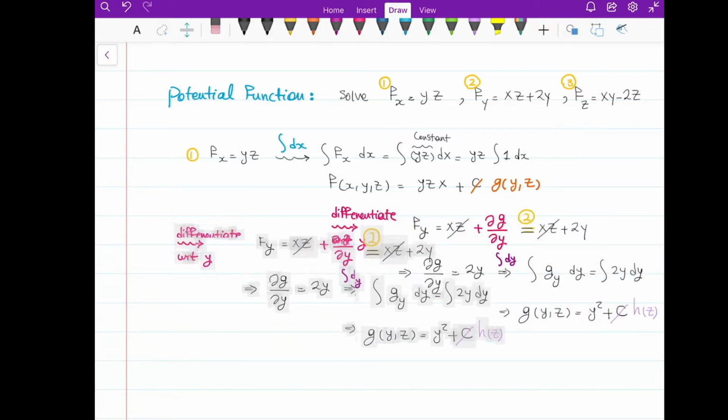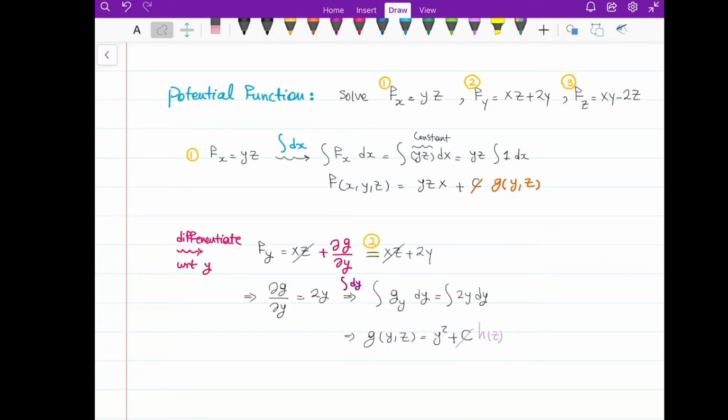I'm gonna move everything a little bit so that I have more space in here. Very good. So if you want to check your work, if I take the derivative of that with respect to y, I need to get to this part. Derivative of g with respect to y is g of y. Derivative of that with respect to y is 2y. And then the derivative of h of z with respect to y is 0, because h of z is a function of z, which would be constant with respect to y.